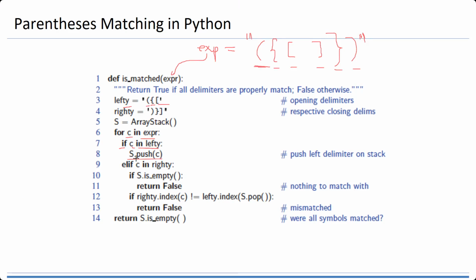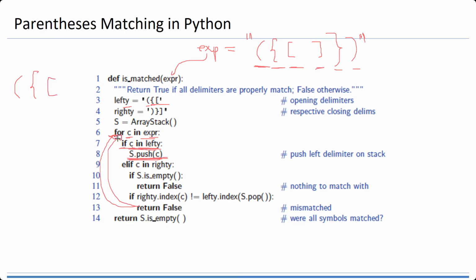And then, because it is already true, we go back here. And then we go to the next. It is this one. c in the expression, yes. So c is in the lefty. Yes, then we push. So we have this one, and we have this one in the stack. And then we go to the next one. This is this one. c is in the lefty, yes. So we push. Yeah. This.